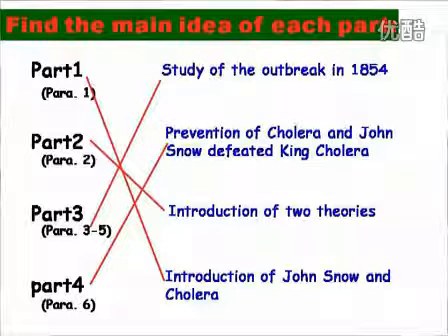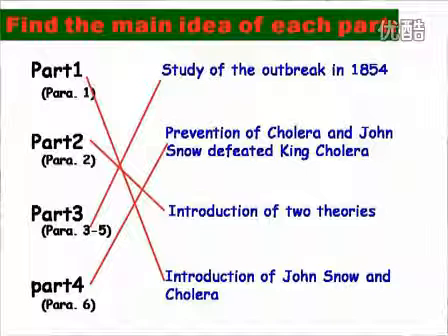Part 3, paragraph 3 to paragraph 5. Okay. Now part 4 is the last paragraph. It is paragraph 6. Okay. Now there's some meaning in the study of the outbreak in 1854.